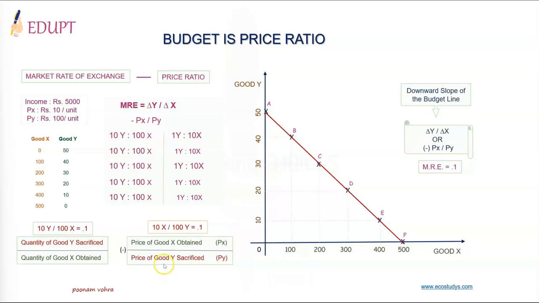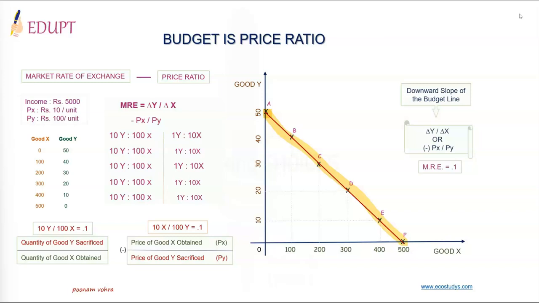Let's concentrate on the fact that the consumer's budget is the price ratio. Diagrammatically speaking, the budget line is the same as the price line. The consumer's budget is the collection of the combinations of two goods which cost the consumer exactly his income. That is, expenditure incurred on good X and expenditure incurred on good Y is the same as his income.